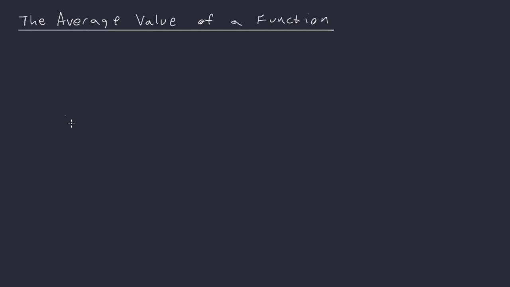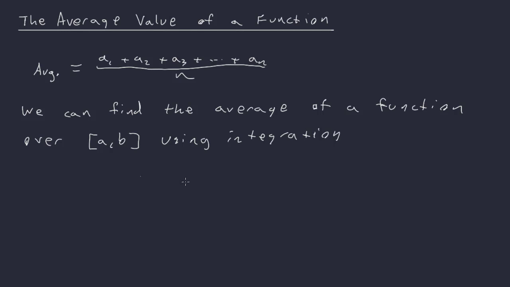All right, so let's talk about the average value of a function. Now we kind of know how an average works in general. When we take the average of a list of things, it's going to be like the first thing plus the second thing plus the third thing, all the way up to however many things you have, and you divide by that many things. Right? That's how you get your average. Well, it turns out we can actually do this for functions over an interval a to b, right? And we can do so using integration.